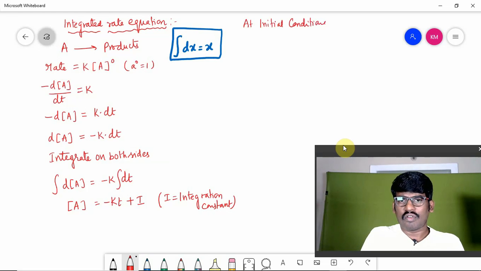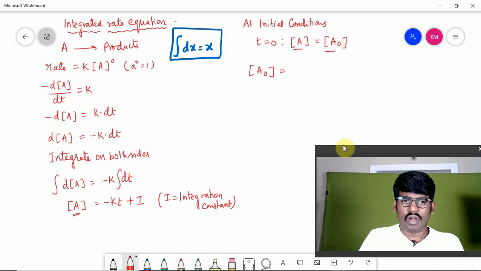At the starting of a reaction, T is equal to 0. We haven't started the reaction yet, so the concentration of A initially can be taken as A naught, right? If A is equal to A naught at T is equal to 0, then instead of A, I can write A naught, and T will be 0, so T into K will be 0. So I is equal to A naught.